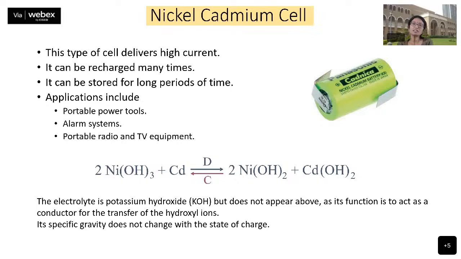Now another cell which we'll discuss, which is a rechargeable cell, is the nickel cadmium cell. This delivers a very high current. It can be recharged many times. It can be stored for a very long period of time. The applications are basically in alarm systems, portable radios, and TV equipment. So you have nickel hydroxide reacting with cadmium during discharge, giving you nickel hydroxide and cadmium hydroxide. The electrolyte is potassium hydroxide, but it doesn't take part in the reaction. It only helps in conducting the hydroxyl ions. So the potassium hydroxide is not a part of the chemical reaction which is taking place.